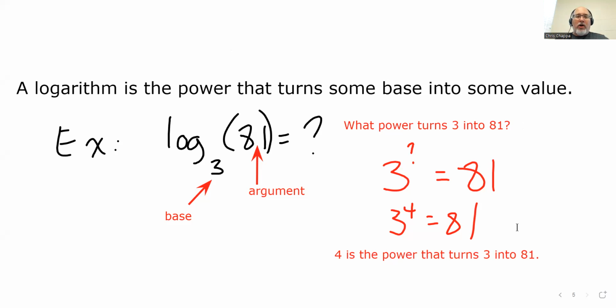So that's all of what logarithm is. It's a power that turns some base into some argument. Let's try one more. And at some point, we're actually going to define what this is.